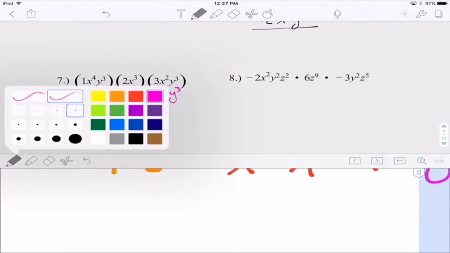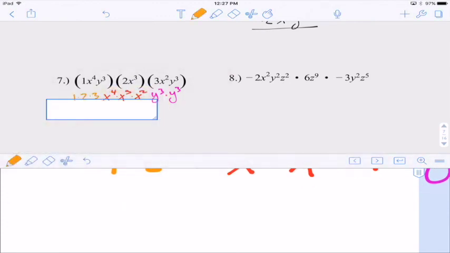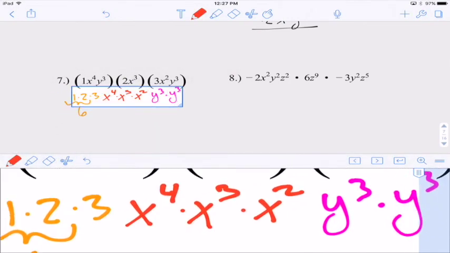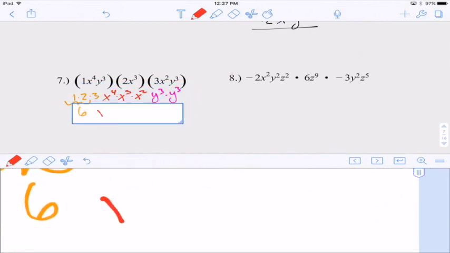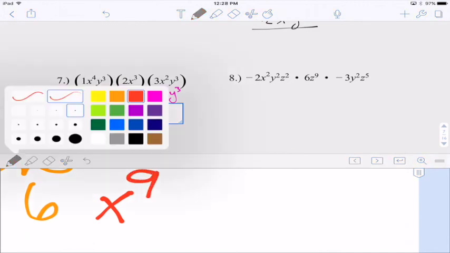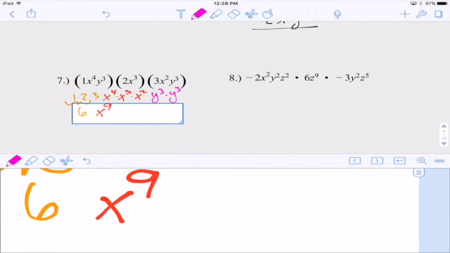1 times 2 times 3 is just 6. Well, all of that stuff is 6. And then we've got x to the fourth, and then we've got 3 more and 2 more. So in grand total, we've got x to the 4 plus 3 plus 2. Well, that's x to the ninth. And then our y's, we've got y cubed, that's y to the 3 plus 3, which is 6.